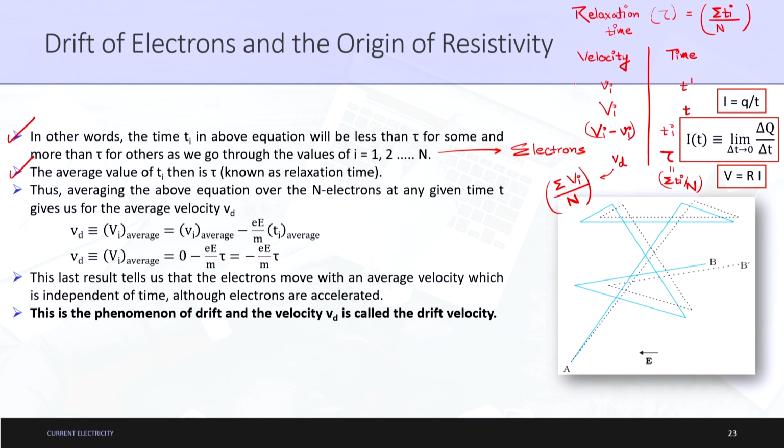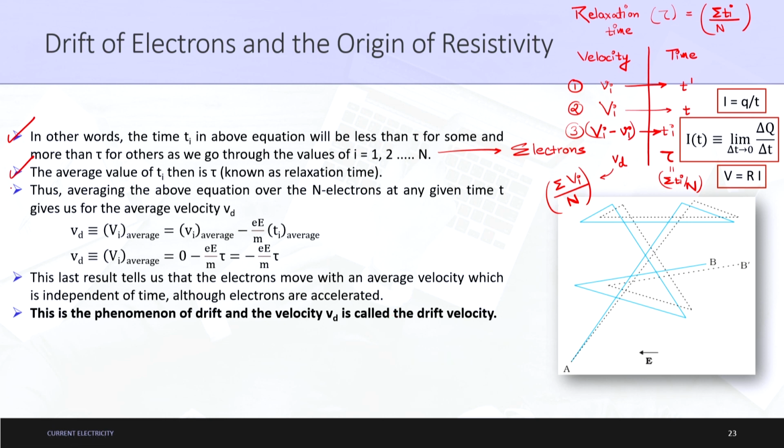We understood first the small vi concept at some time t dash, then the capital Vi concept at some time t, then the difference of the velocities happening over a time called Ti. Then there is the relaxation time, denoted by tau, equal to the summation of Ti by capital N. And there is Vd, the summation of capital Vi by capital N. This Vd is called the drift velocity.